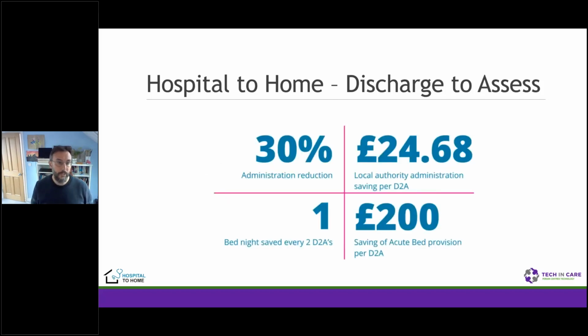The impacts that we've seen so far in the 18 months or so that the system's been live is significant reduction in admin overhead for local authority and NHS frontline staff, as well as on average 1 bed night being saved for every 2 D2As that are passing through the system. There are more details of this on the Hospital to Home website. There's a fuller business case which you're welcome to explore, and obviously you're welcome to get in touch, and we're very happy to provide more details from where these figures have come from.